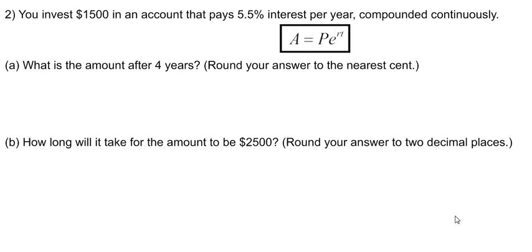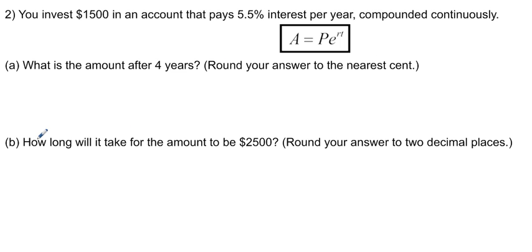Next up, we're going to solve a continuous compounding interest problem here. It says you invest $1,500 in an account that pays 5.5% interest per year, compounded continuously. In order to solve this problem, we're first asked what is the amount after 4 years, and we're going to round our answer to the nearest cent.